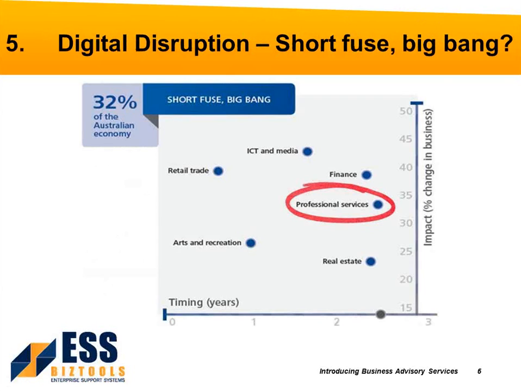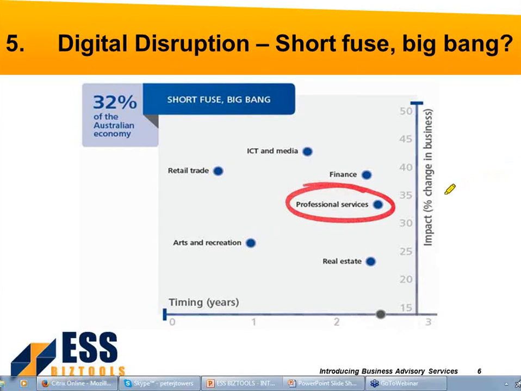First of all, looking at digital disruption, this report that Deloitte's produced. Now, they produced it in September 2012, so it's 14 or 15 months old already. And they're saying that 32% of the Australian economy will suffer from this short-fused Big Bang phenomenon. And they've identified here, first of all, the number of years that they believe this was going to emerge over. So 0 through to 3 years. And they've identified the percentage of change that's going to occur in these businesses. And they've identified retail, trade, arts, ICT, media, professional services.